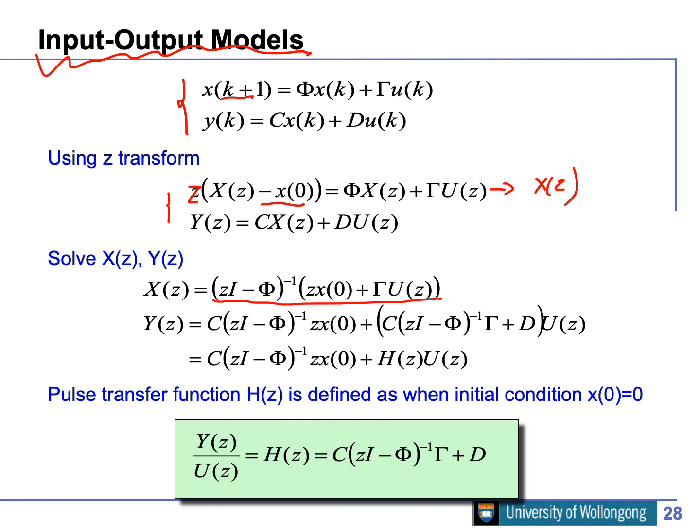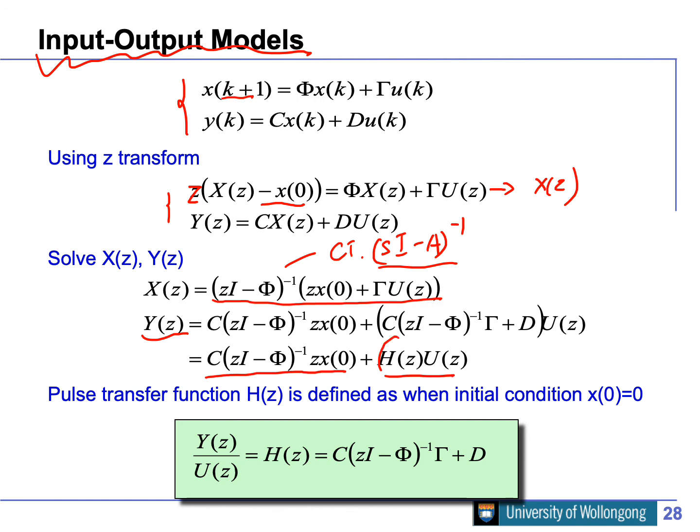So remember the continuous time, what we have in CT, this is (sI minus A) inverse. This is a continuous time representation. In the discrete time, it becomes (zI minus phi) inverse. Well, completely the same. Then you get Y, which has 2 parts. This part is linked to the initial condition, this part is linked to the input.